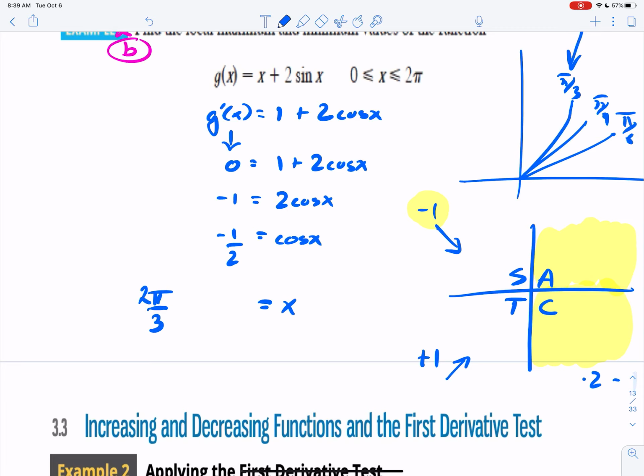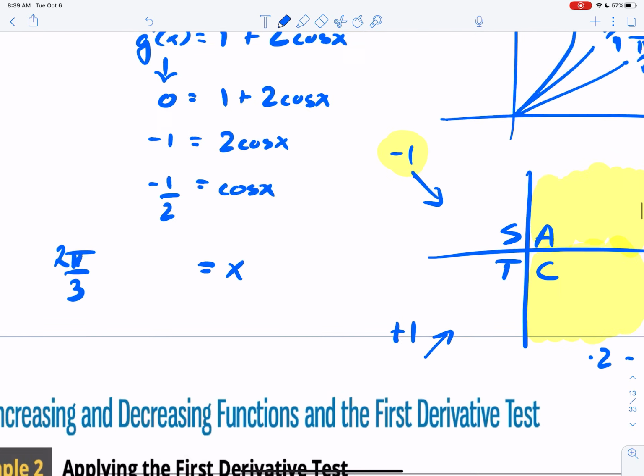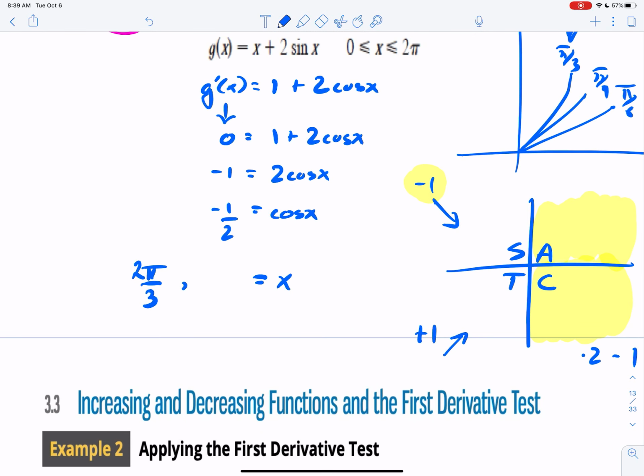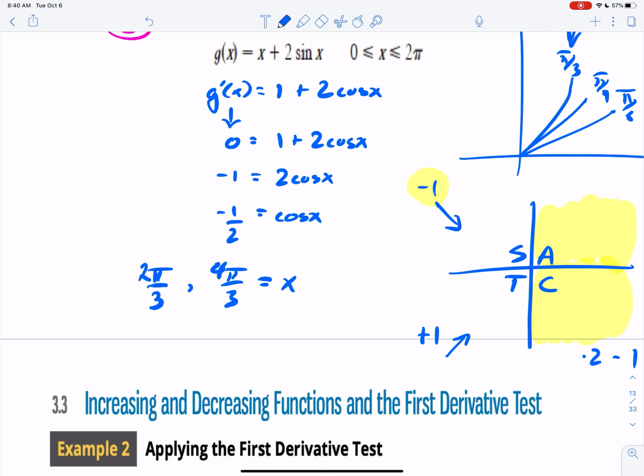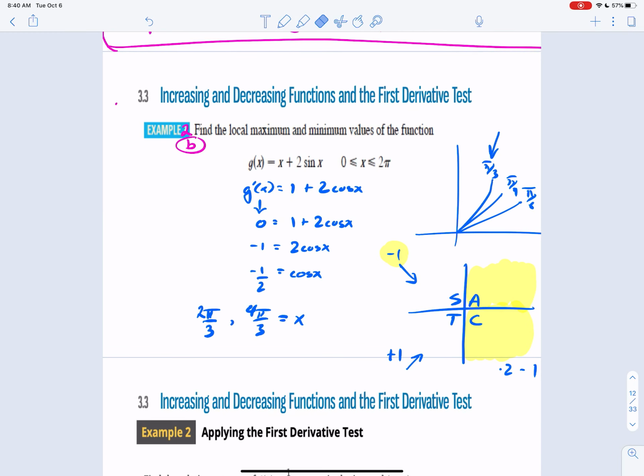If you're in the third quadrant, you want to add 1 to your denominator. That's just going to be pi over 3, but if you take 3 and you add 1, that's going to be 4 pi over 3. Again, you could do the finger trick if you want to. Doesn't matter, just know it. All right, so here we go.